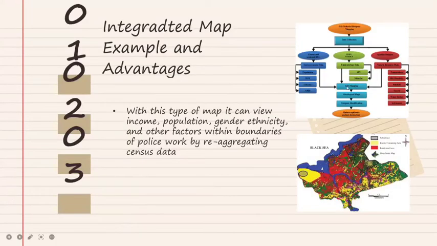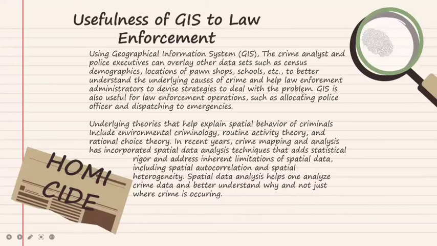Integrated map example, it is organized and we have the legend. Its advantage, with this type of map, it can view income, population, gender, ethnicity, and other factors within boundaries of police work by aggregating census data.